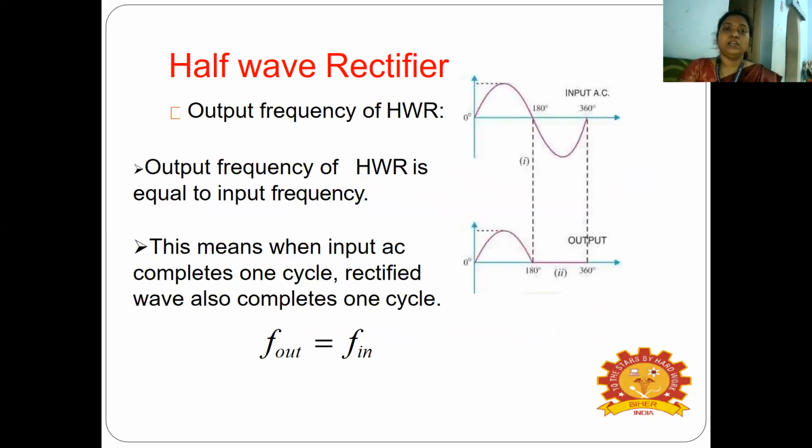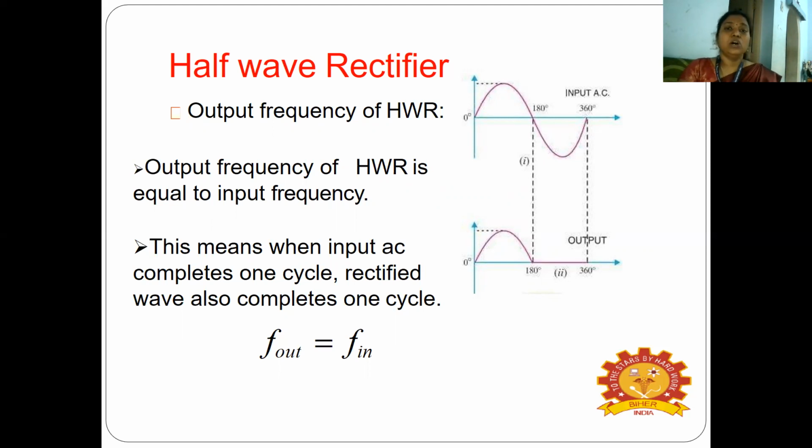So here you can see the signal. They are just going to compare the input signal with the output signal. Here you're going to calculate the output frequency of the half-wave rectifier. You can see the first figure, that is the input signal, the AC signal, a full wave sine signal, at 0, 180 and 360 degrees, where you have an output only for the half cycle. That is, from 0 to 180 degrees it will conduct, and from 180 degrees to 360 degrees it is said to be off.